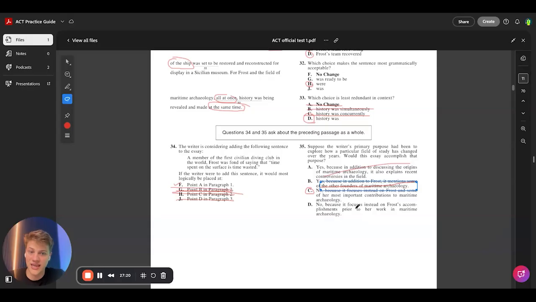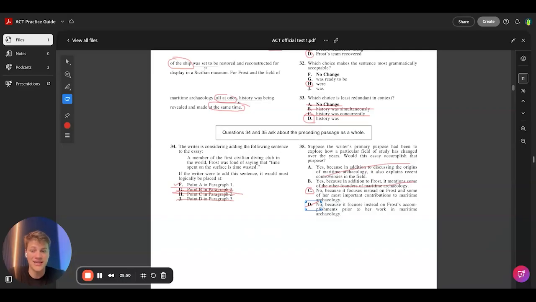"No, because it focuses instead on Frost and some of her most important contributions to maritime archaeology." That is the focus of the passage, so that must be the correct answer. D, "No, because it focuses instead on Frost's accomplishments prior to her work in maritime archaeology." That's not correct because this entire passage was about Frost and her accomplishments in maritime archaeology, not the stuff prior to that. Okay, that does it for our example questions on the ACT English section.